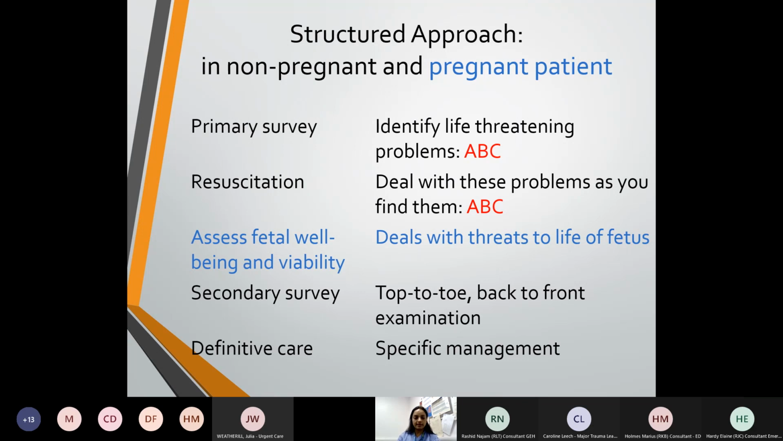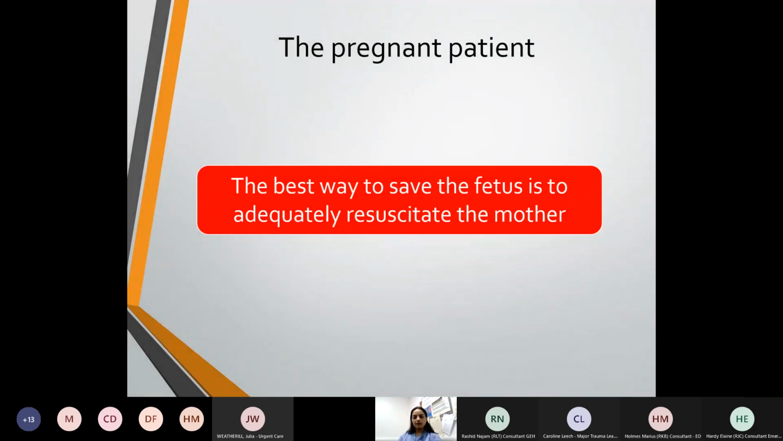Once you have stabilized the patient, you have the secondary survey, which is very similar to a non-pregnant patient. And then your definitive care, which is where you might want to involve your specialty colleagues to see if any intervention is required specifically for pregnancy. So even though there is another life inside this patient, the best way to resuscitate that life is to look after the mother and resuscitate her, because the baby is dependent on the mother. The moment you resuscitate your patient, it automatically improves the outcome for the fetus.